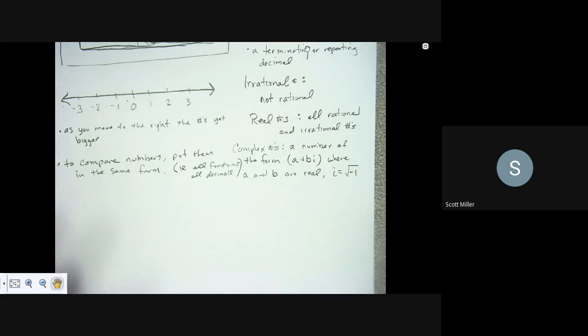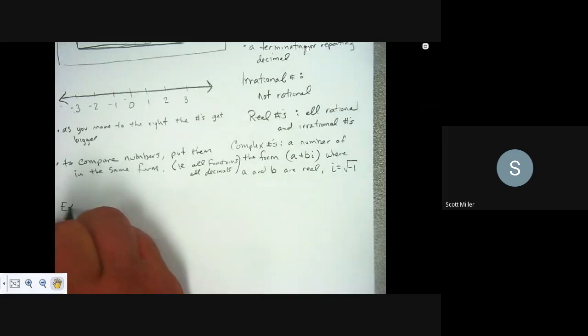The other one we want to look at is approximating, like, well, how about a square root? Okay, what about a square root? I'll put an example in here.